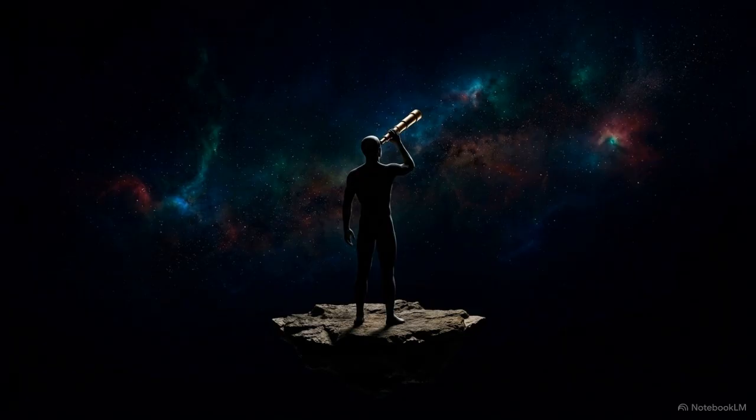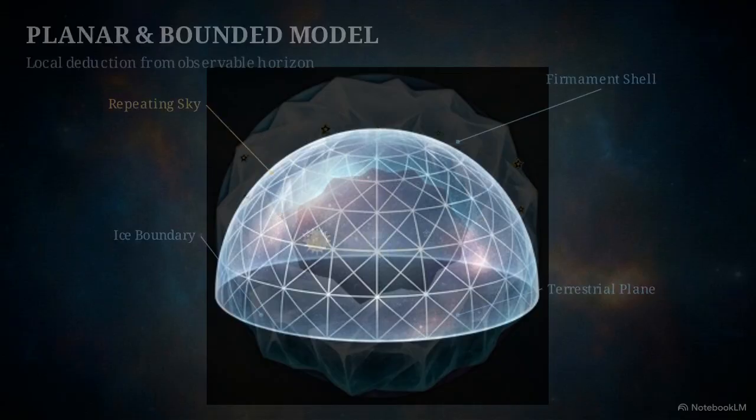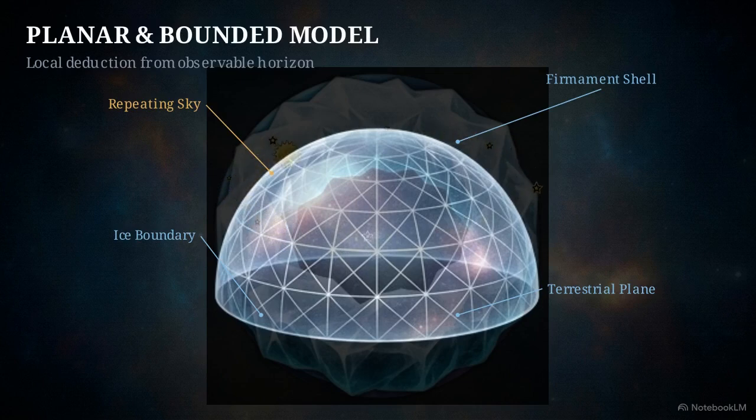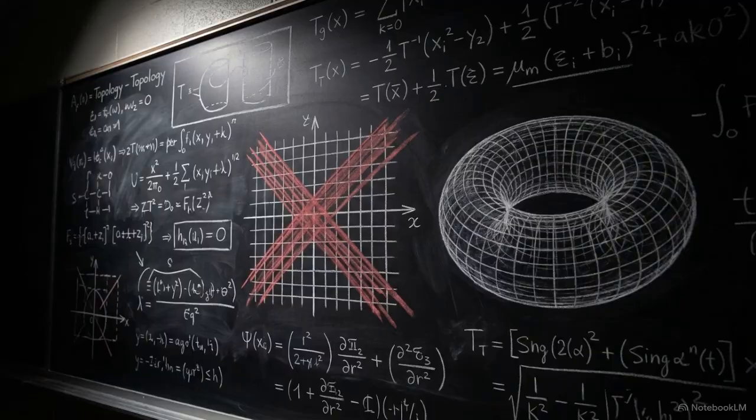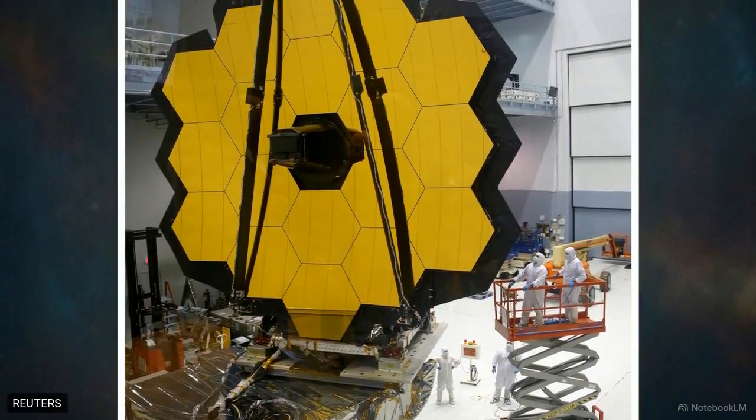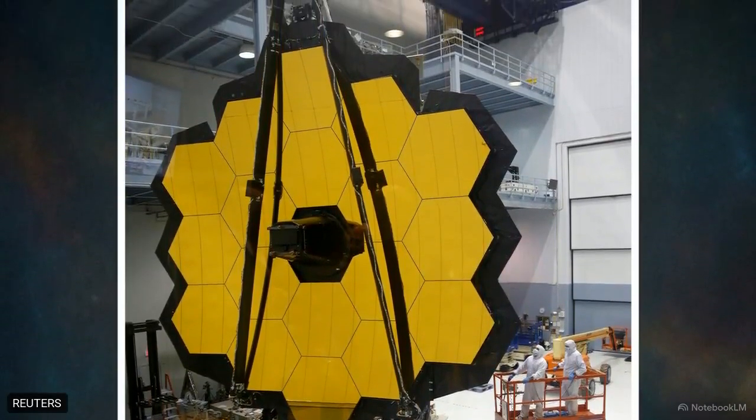Lacking access to advanced manifold theory, a localized observer concludes that these two observations, a flat horizon and a repeating sky, require the Earth to be a planar, bounded surface. The problem lies with the topological framework. Our understanding of geometry changes how we interpret what we see, a challenge that persists even when we look at the largest structures in the universe.